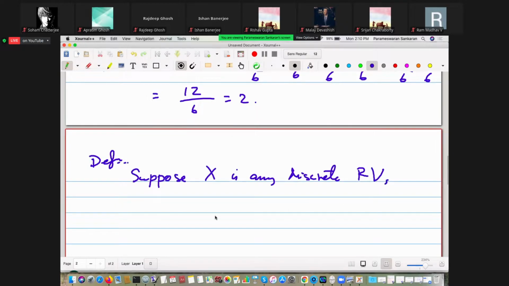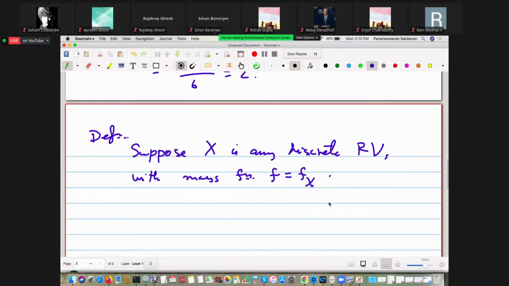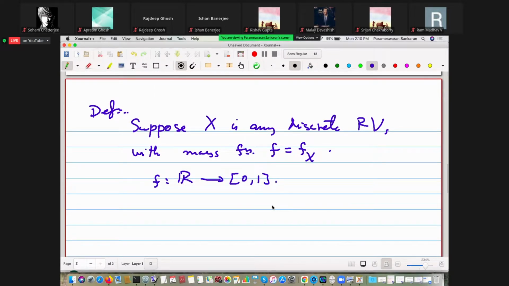So a discrete random variable with mass function f of x, f is equal to f sub X. Okay, so if you recall, formally f is from the real numbers to [0, 1]. The mass function cannot take values above 1. It's always non-negative and takes values between 0 and 1. So then, what is the expectation of this?